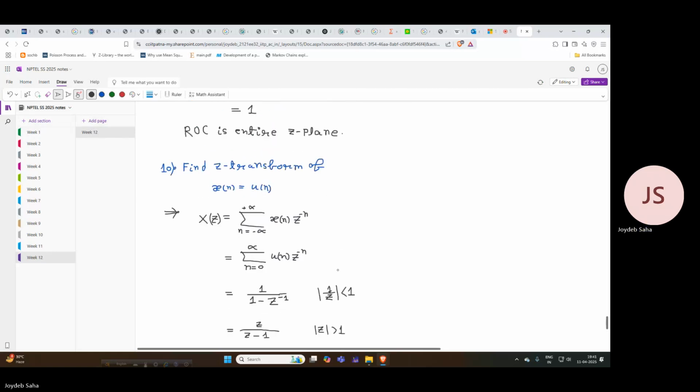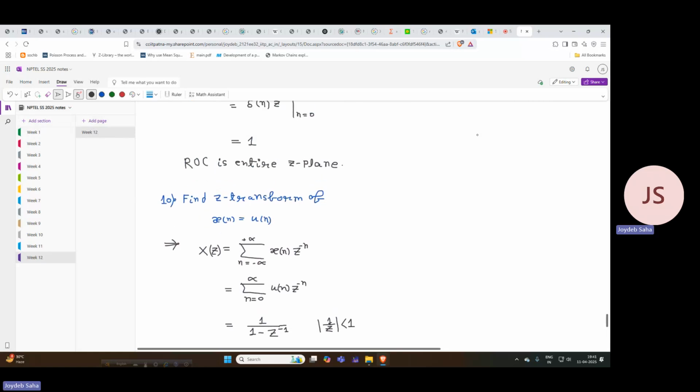Right? So let us conclude here today. Next we will start properties of Z transform.